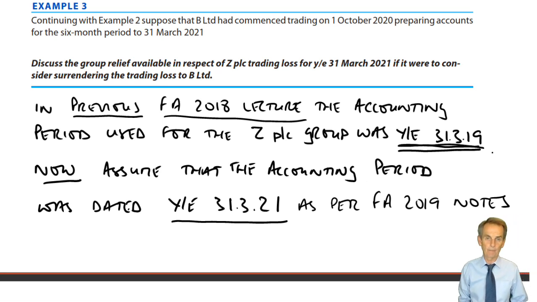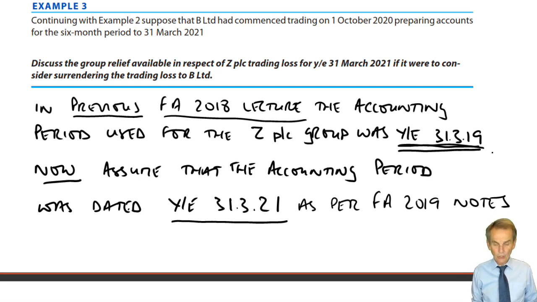31st of March 19. All we'll have done, as you will have seen already from the FA 2019 material in front of you, is to bring that date forward to the 31st of March 21. So we brought forward 2 years. So we're now going to assume that for purposes of dealing with example 3, that in example 2, the accounting period, consistent with your FA 2019 material, was for the accounting period ended 31st of March 21 there.